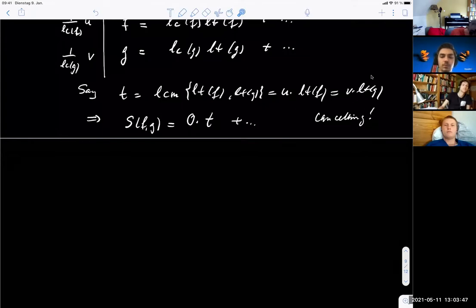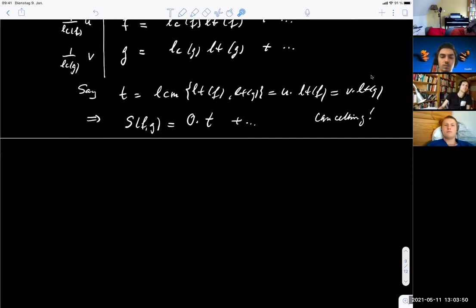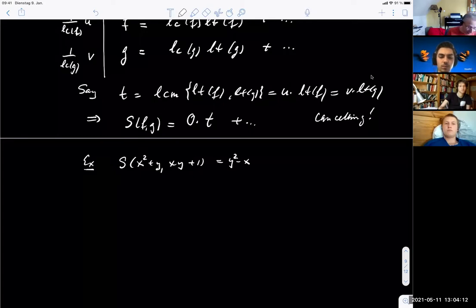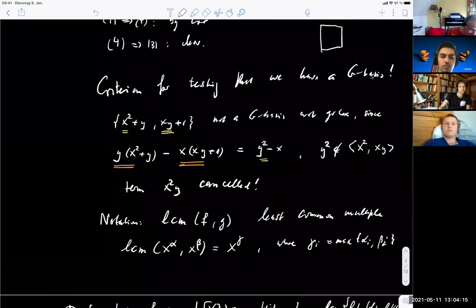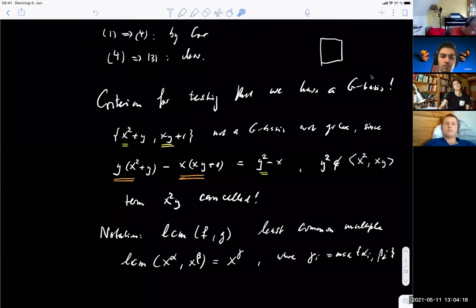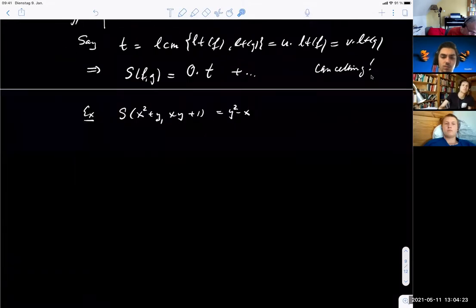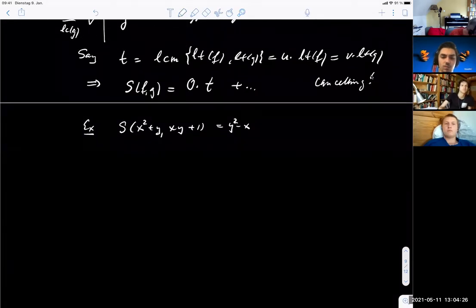But first, note, in the example, a tiny little example I forgot to put. I motivated everything with these polynomials, but indeed, the S polynomial of x squared plus y and xy plus 1 is indeed that. What I had at the very beginning, this example, is exactly what I analyzed now. I forgot to say that.